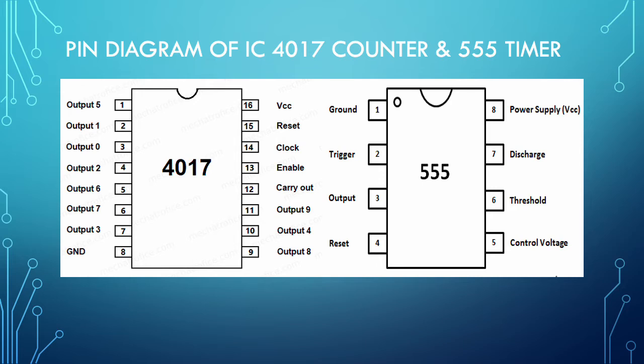Pin number 4 reset. This is a flip-flop in the timer chip. Pin number 5 control pin. The control pin is connected from the negative input pin of comparator 1. Threshold pin voltage determines when to reset the flip-flop in the timer. Pin number 7 discharge. This pin is drawn from the open collector of the transistor. Pin number 8 power or VCC. It is connected to positive voltage 3 volt to 15 volt.